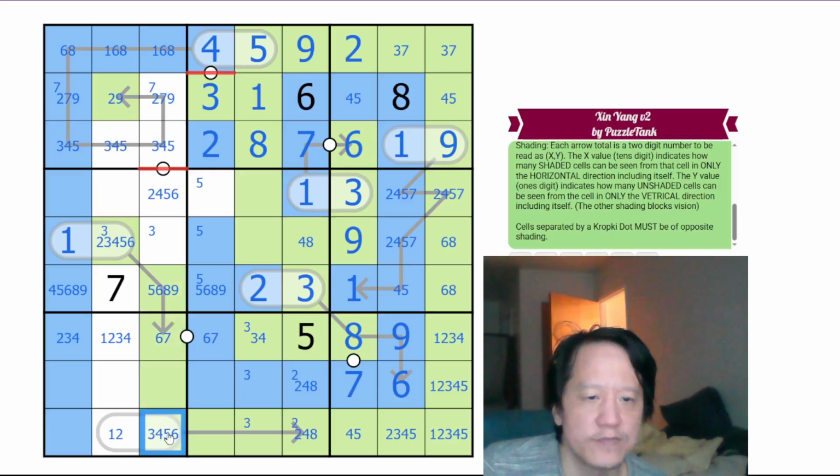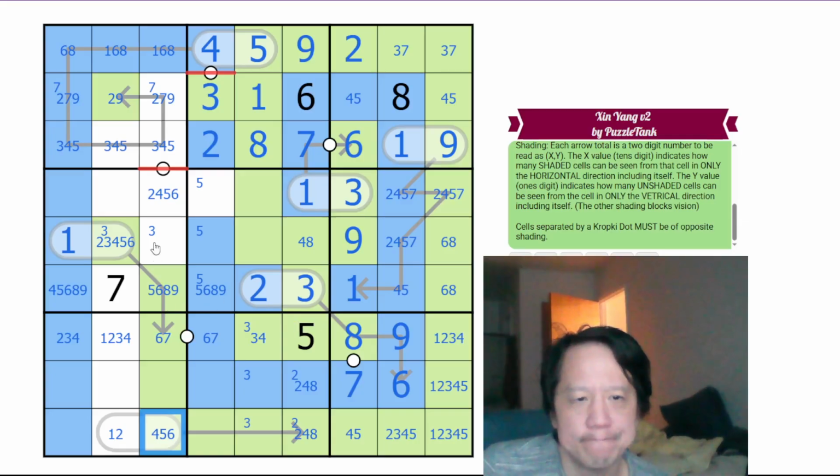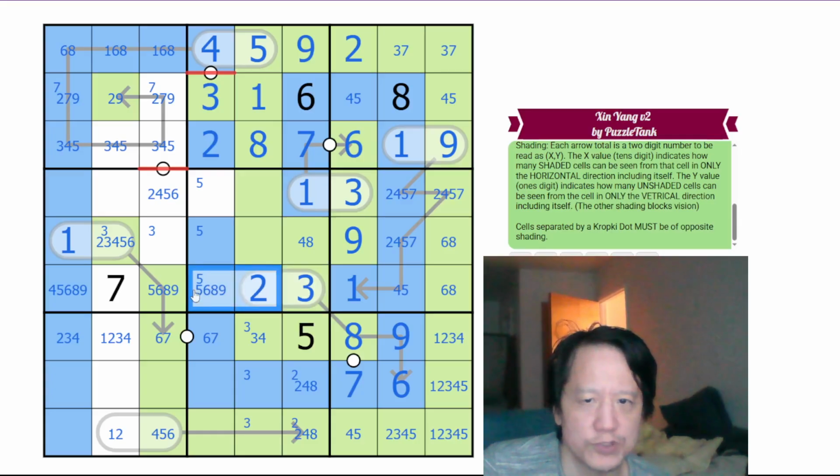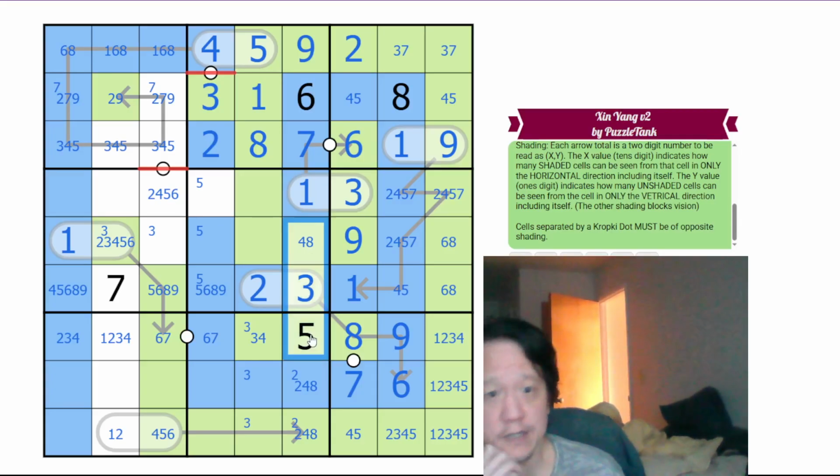This sees at least 4. So this sees 2 cells horizontally that are shaded. This sees 3 cells vertically that are unshaded. That's satisfied.